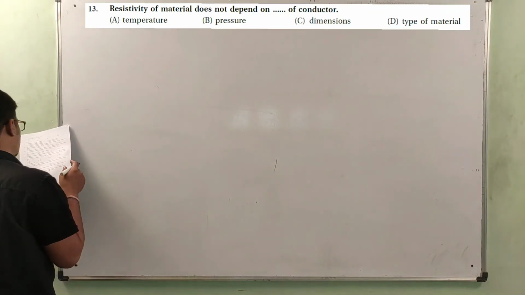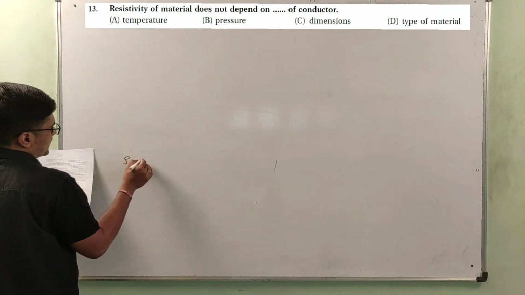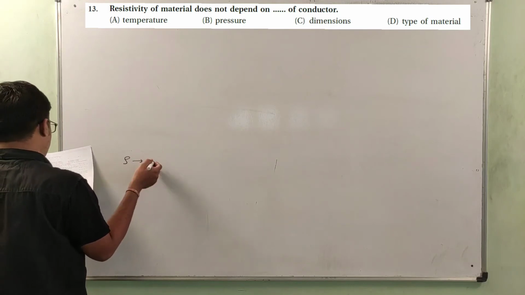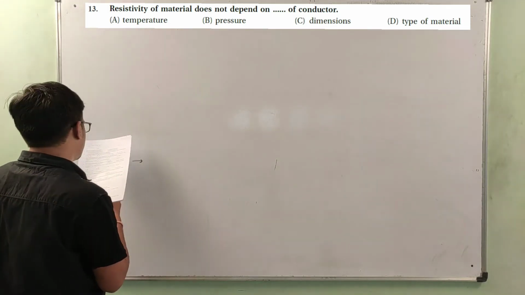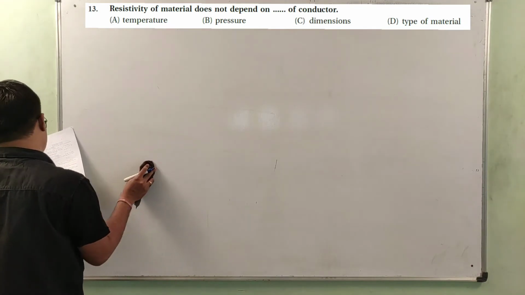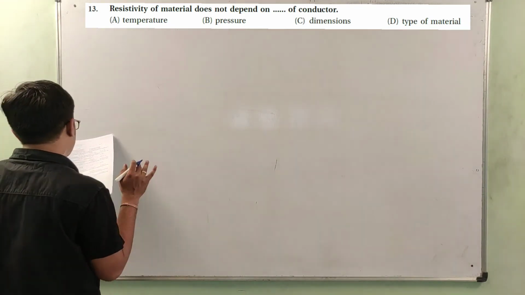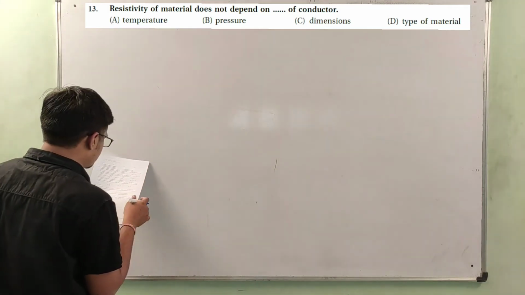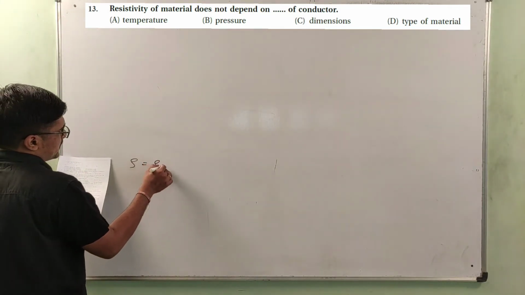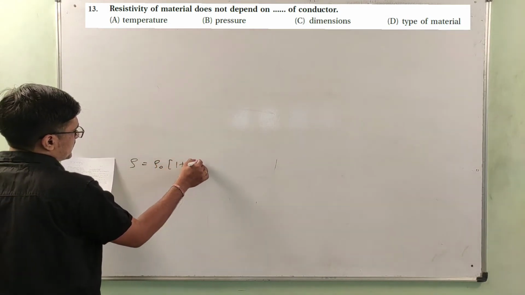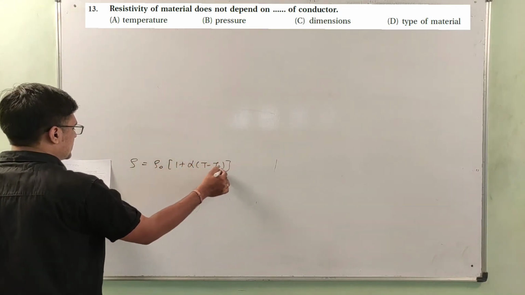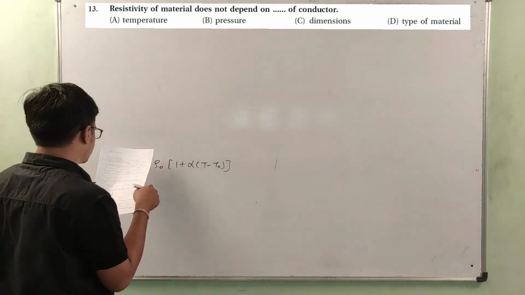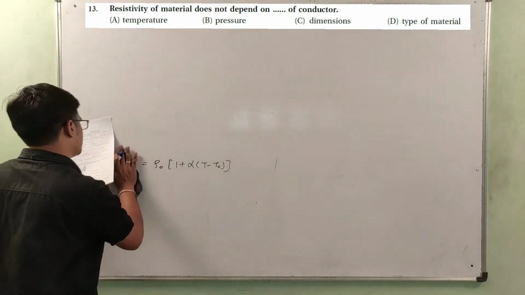Resistivity of material does not depend on which of these? Resistivity of a material depends only on the type of material. It is independent of the dimension. So it does not depend on dimension, pressure. It does depend on temperature, because the relation between resistivity and temperature is this much. So as you increase the temperature, the resistivity of the conductor will increase, right?